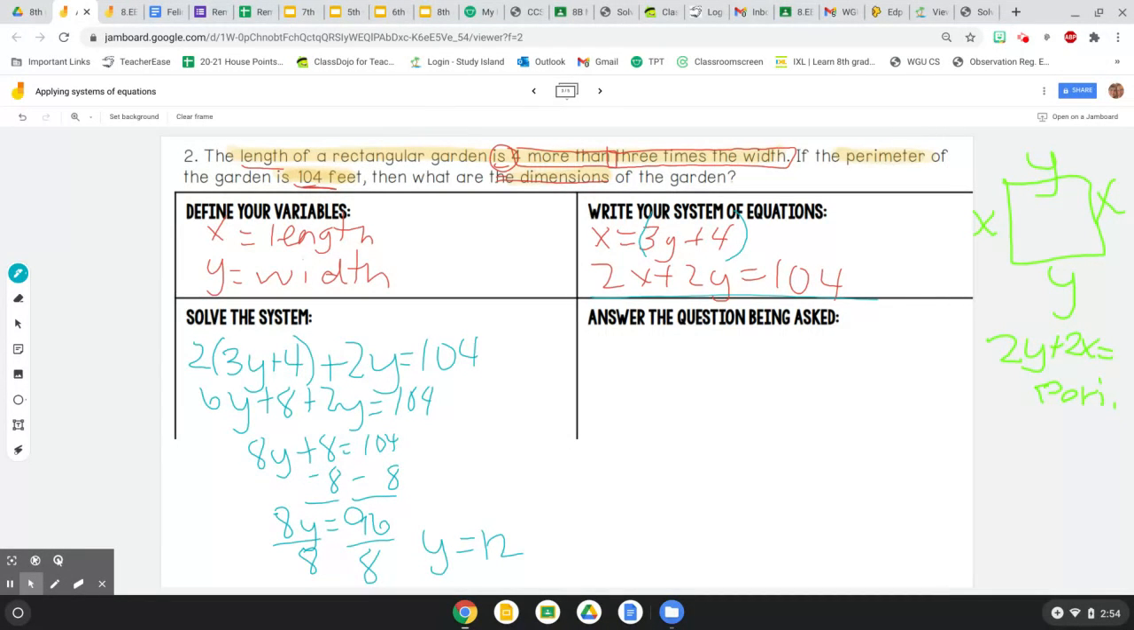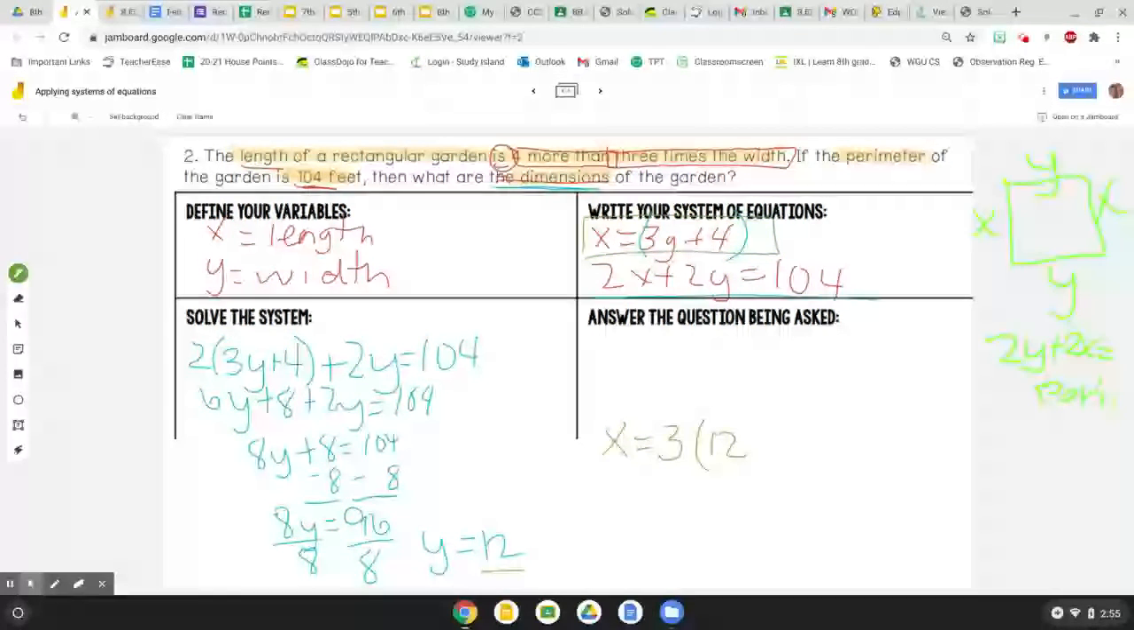Now I still need to find the other dimension because remember it asked for both dimensions to answer the question. So now I have to use one of my original equations and go ahead and solve for x. I'm going to choose this top equation that I created because it's already kind of solved for x. So I'm going to go over here and say x is equal to 3 times y, which I just got to be 12. So I'm going to substitute that in, plus 4. Well, 3 times 12 is 36. Plus 4 is 40. So x is equal to 40.